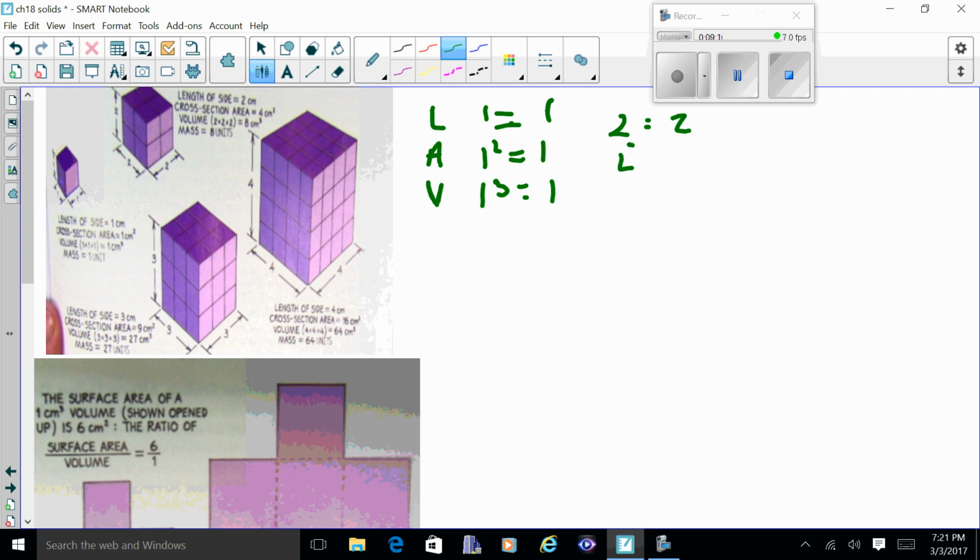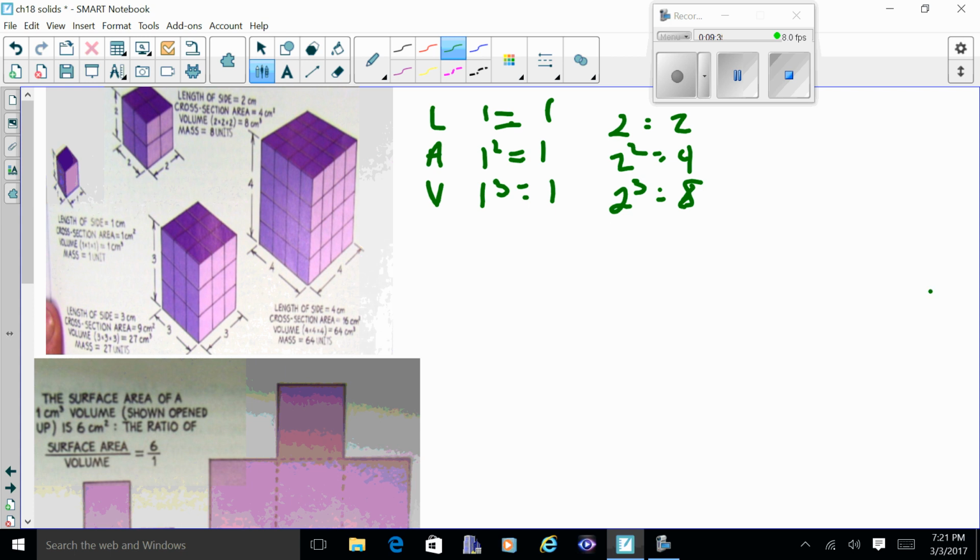It's not 2 times 2. Well, it is 2 times 2 in this case, but we'll get into that in a minute. And then finally, the volume is going to be 2 cubed because it's length times width times height. So now the volume is going up much, much faster than the area. Okay, look. So the area just doubled the side. The volume is going to be the cube of the side.